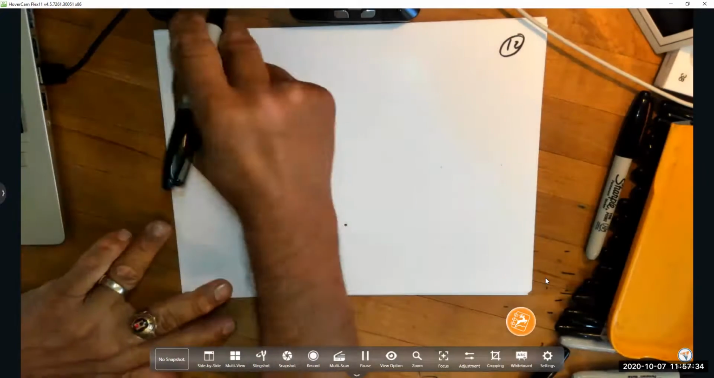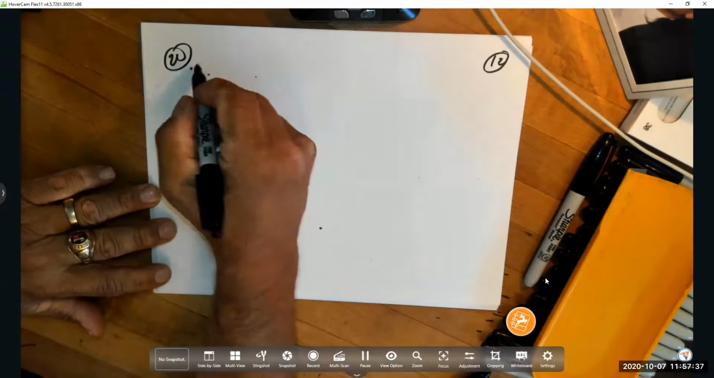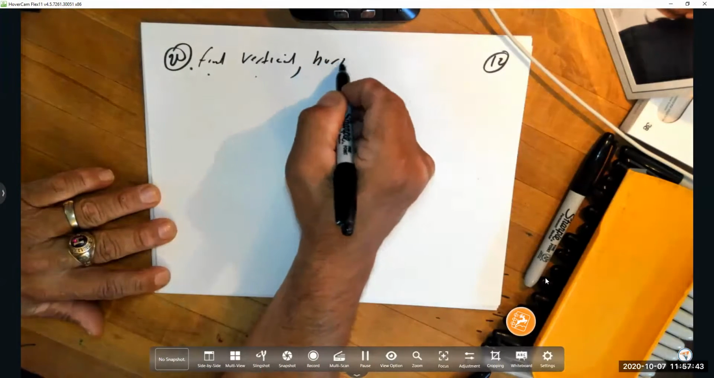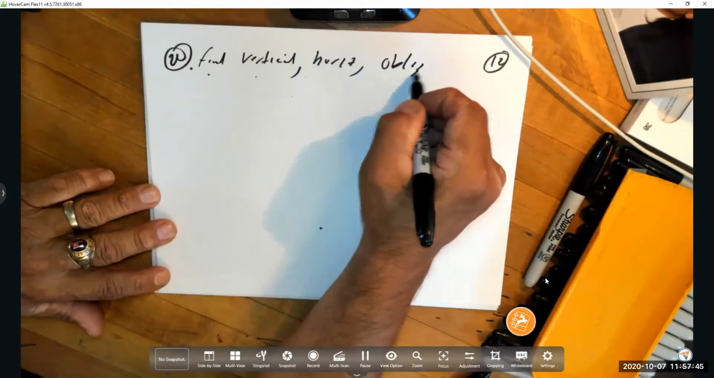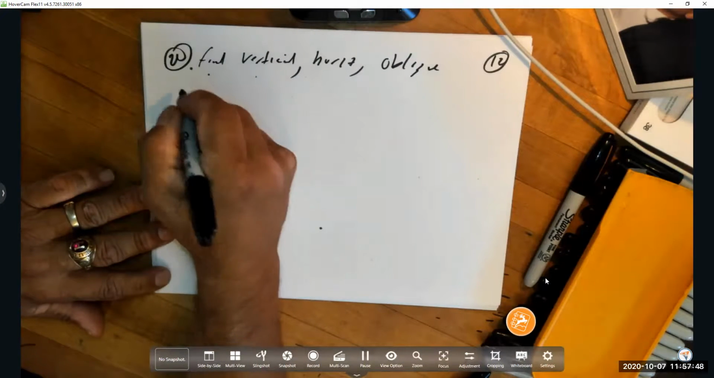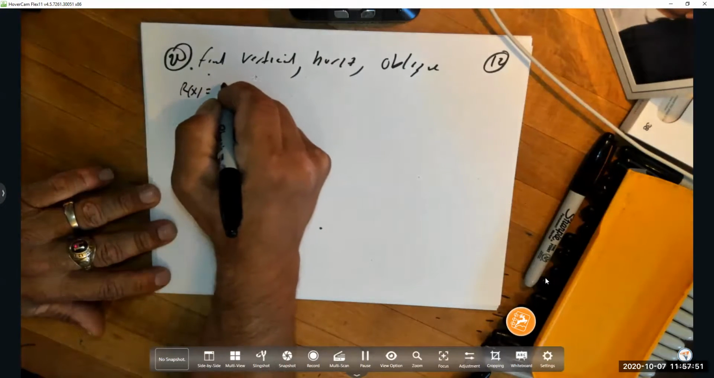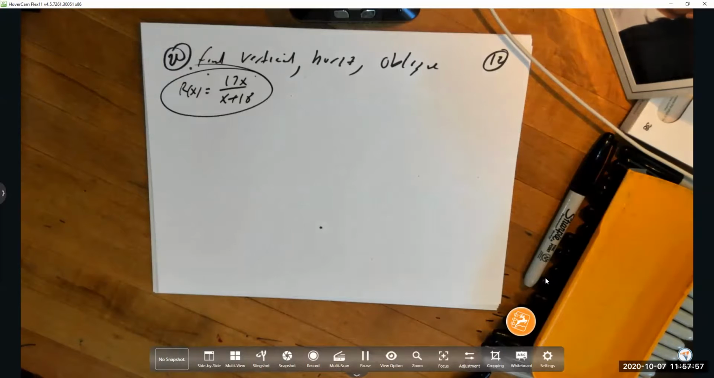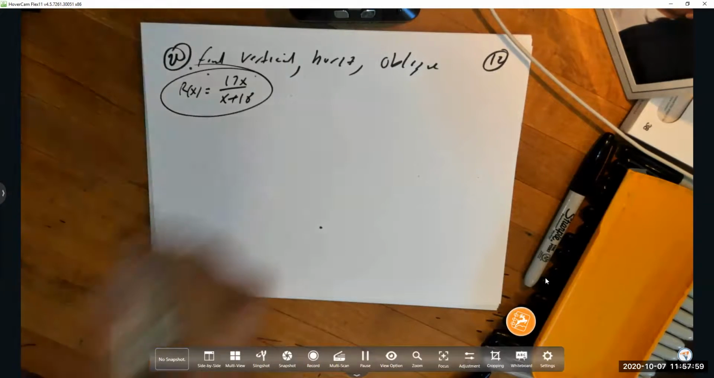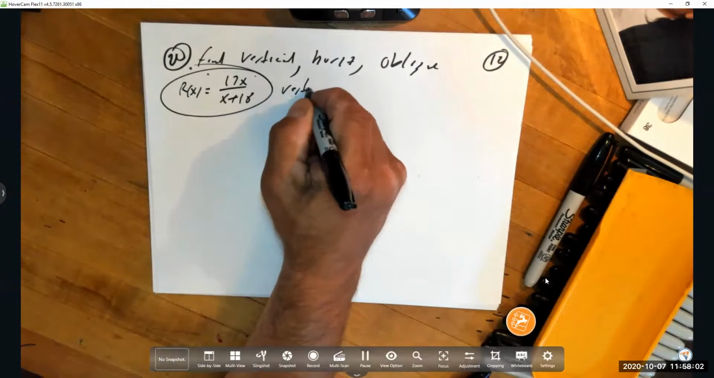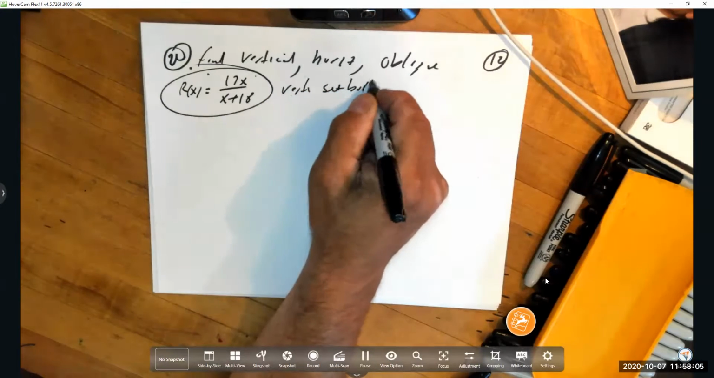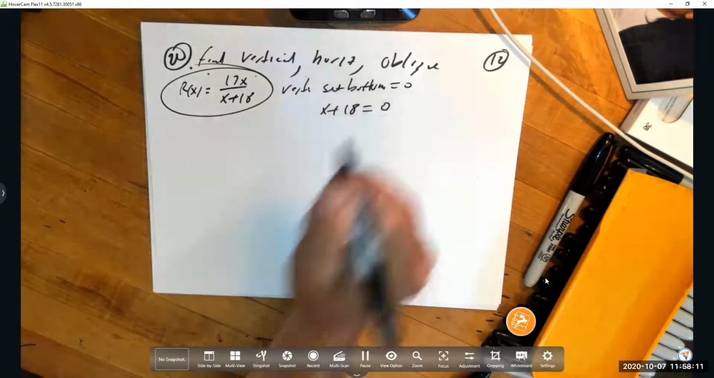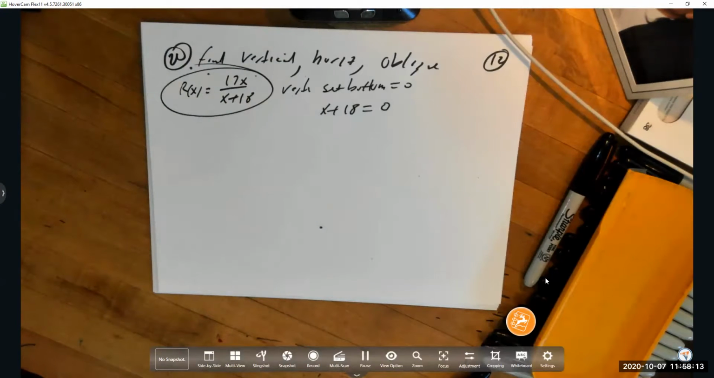It says, find the vertical, the horizontal, and the obliques. And it has r of x is 17x over x plus 18. So, to find the vertical, I'm going to set the bottom equal to 0. So there we are. x plus 18 equals 0.